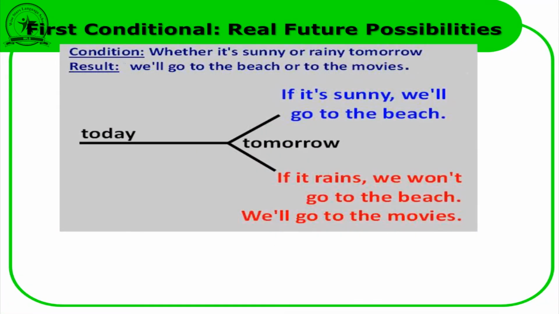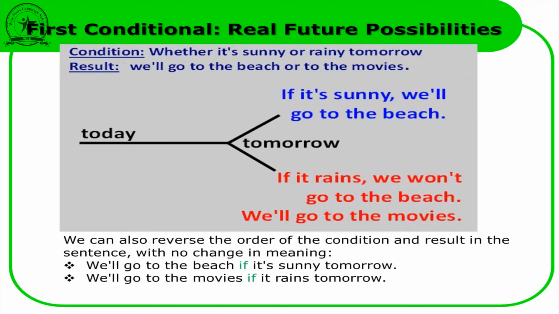So again, a sentence in the first type of if conditional consists of a condition and a result. If it is sunny, we will go to the beach tomorrow. If it rains, we won't go to the beach. We will go to the movies. Have you noticed the difference? Here, I am talking about a future possibility, which depends on the present condition.